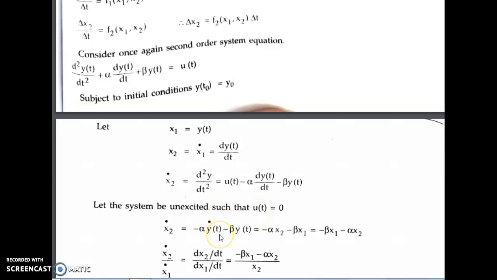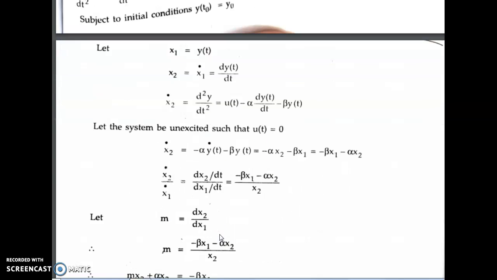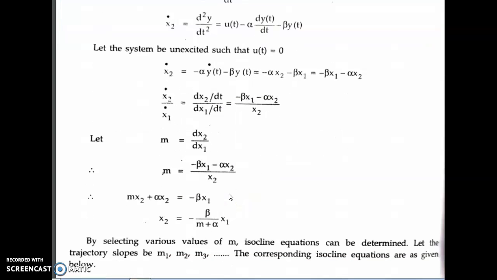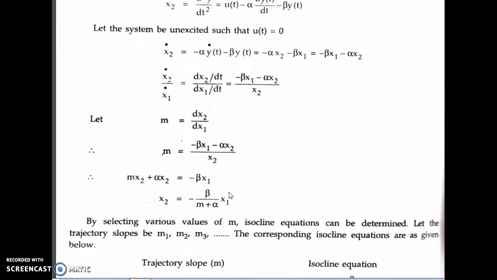After that, do dx2 by dx1, and you will get this equation. So this is nothing but m, the slope m. Here you can substitute x1 or x2. Rearrange this equation: x2 is equal to... put the x1 value with m1 and you will get x2. Then for a different m2 you will get a different x2.